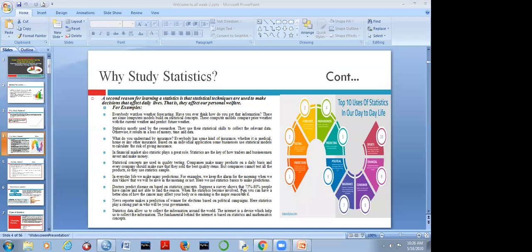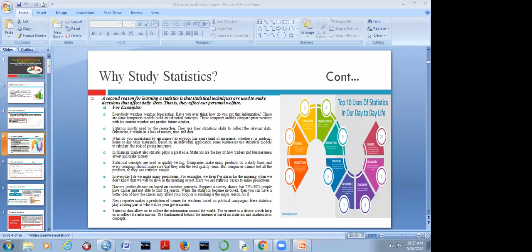Suppose a survey shows that 75 to 80% of people have cancer and the reason cannot be found. So what is this data? 75 to 80%, this is statistical data, collected from doctors or from medical organizations and hospitals. They said every year 75 to 80% of people have cancer and they are not able to find the reasons. What is the reason for cancer? When statistics becomes involved, we can get a better idea of how cancer may affect our body, or whether smoking is the major reason for it.